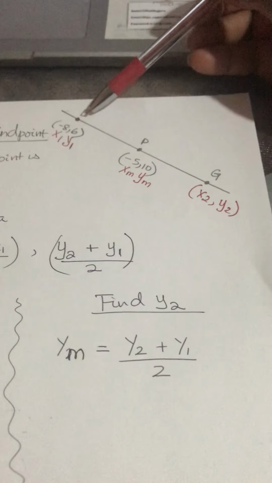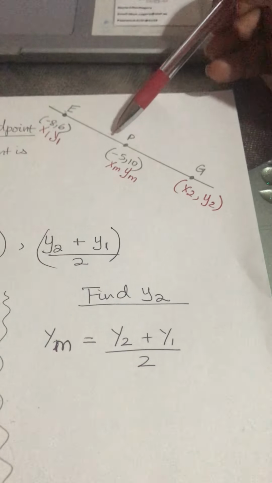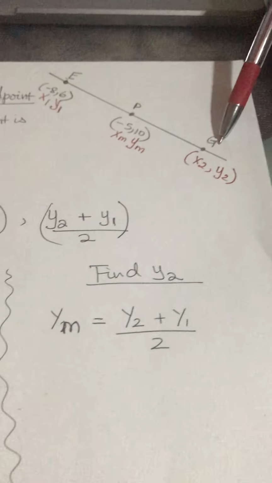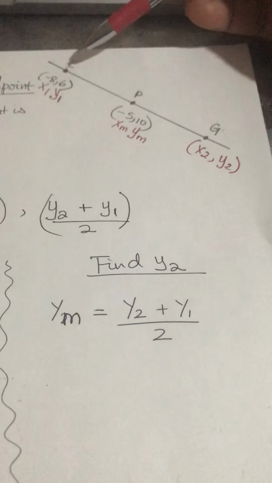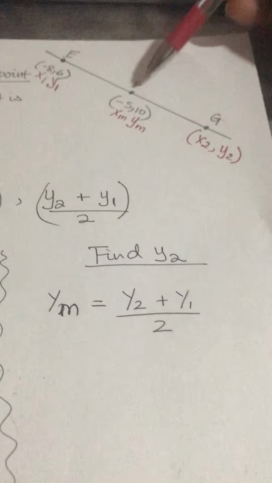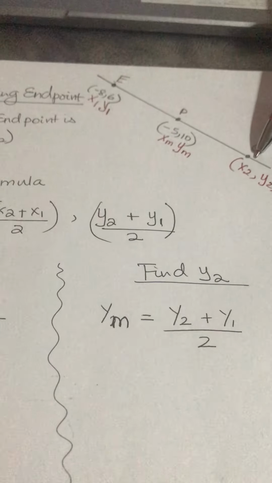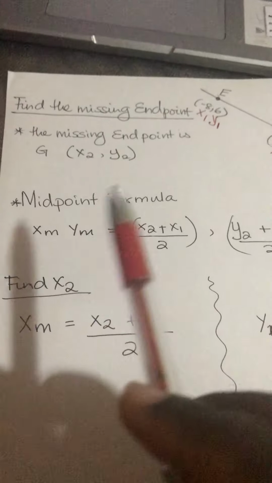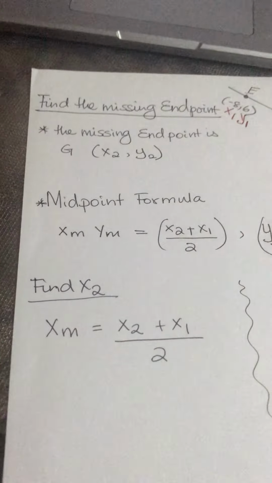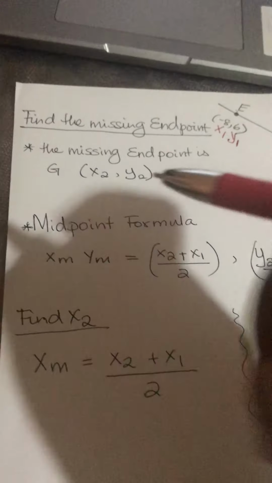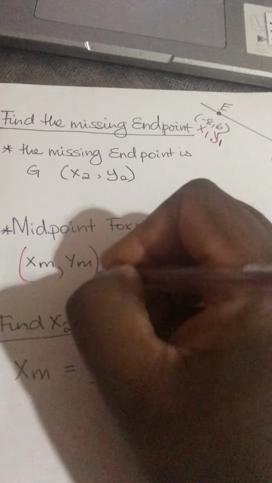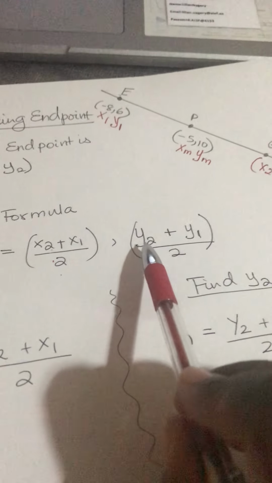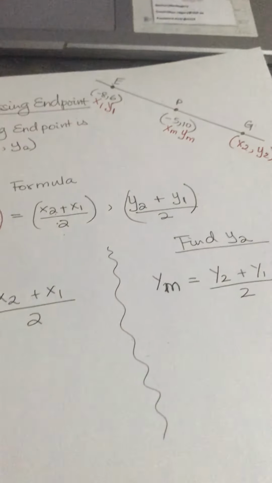So now, the last part. They gave you one endpoint and the midpoint, and they want you to find the other endpoint. So as you can see here, G is missing. We know what is E, we know what is the midpoint, but we don't know G, the other endpoint. So the question is asking you how to find it. Now remember the midpoint formula. The midpoint formula is XM, YM. And how did you get it? By taking X1 plus X2 dividing by 2, and taking Y2 plus Y1 dividing by 2.